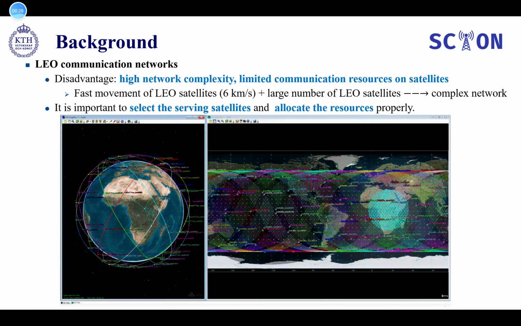Okay, let's start from the background. So first, what is a low Earth orbit satellite? The definition of it is a satellite with an orbital height of 500 to 2,000 kilometers.